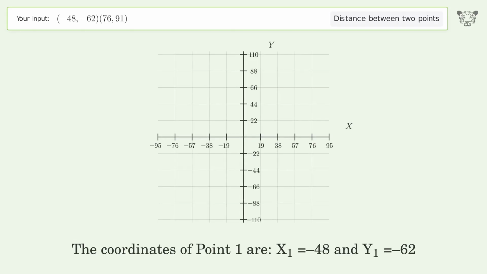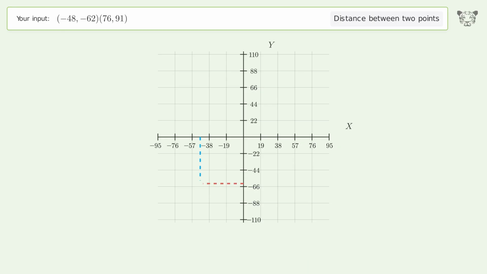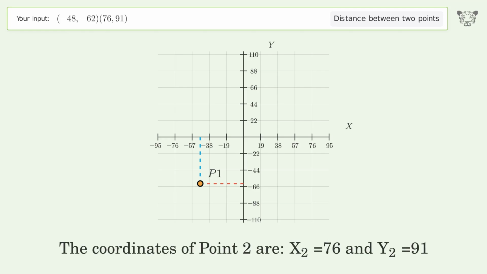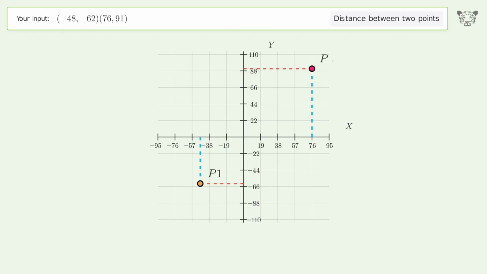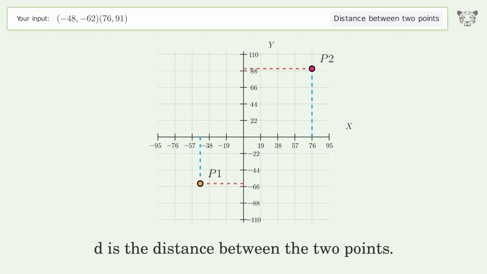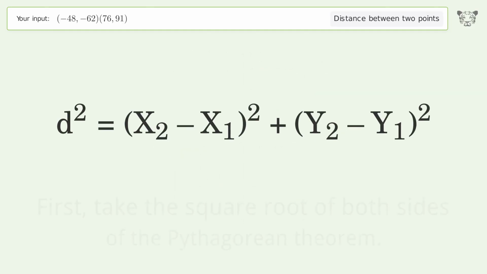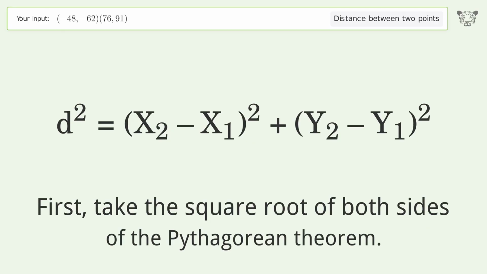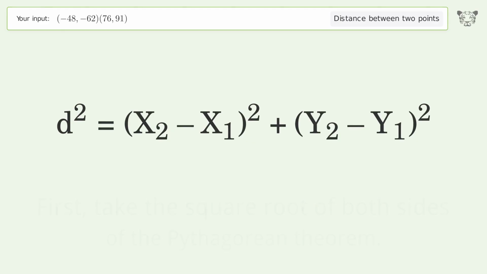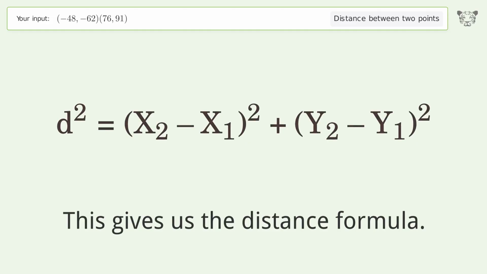The coordinates of point 1 are x1 equals -48 and y1 equals -62. The coordinates of point 2 are x2 equals 76 and y2 equals 91. D is the distance between the 2 points. First, take the square root of both sides of the Pythagorean theorem. This gives us the distance formula.